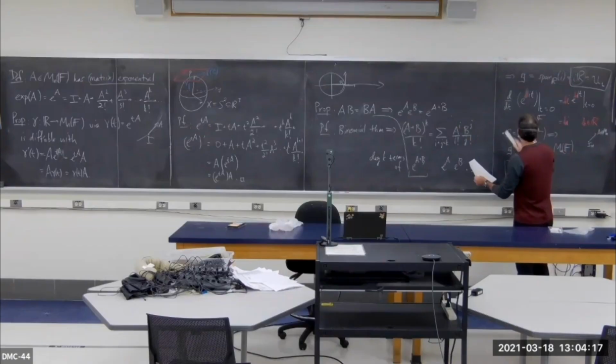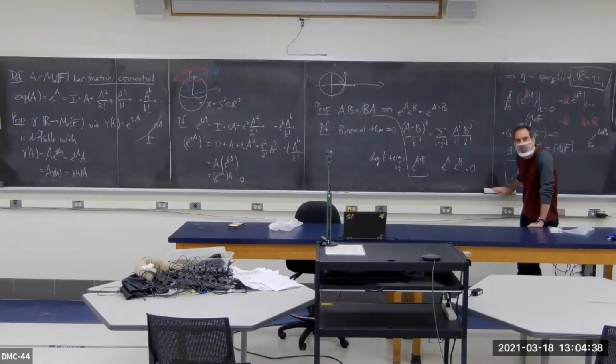Professor Miller, is this if and only if? The answer is I don't know, but my guess is it probably is. But I just don't know. I'd have to think about it. The question is, can you find two matrices that don't commute, but nonetheless e to the a plus b is e to the a times e to the b?